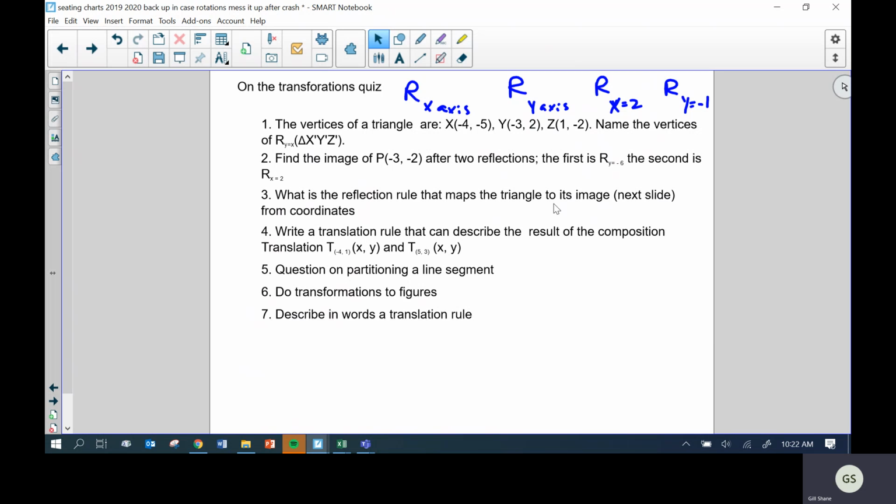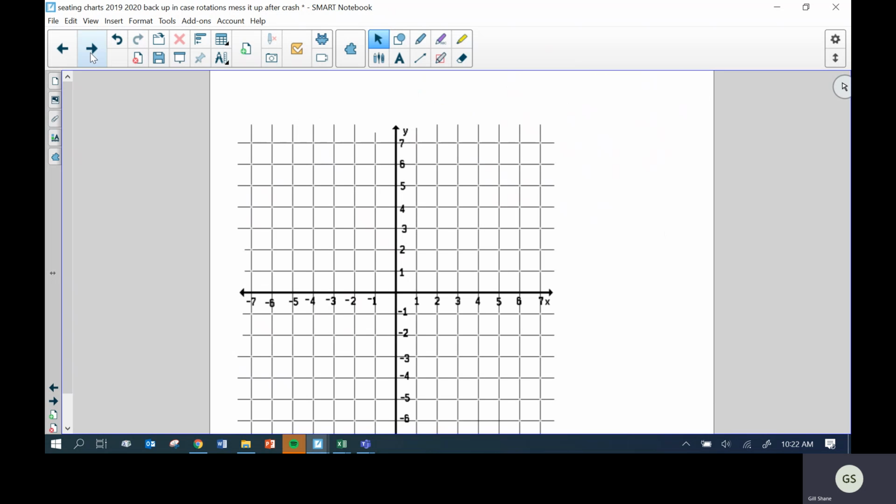So let's look at this. This is why you will really never see a composition of translations, meaning two translations. Let's say we have this point right here. Again, you only need one point. They could give you a triangle, they could give you a figure. It doesn't matter. You're just doing the same thing to all of the points.